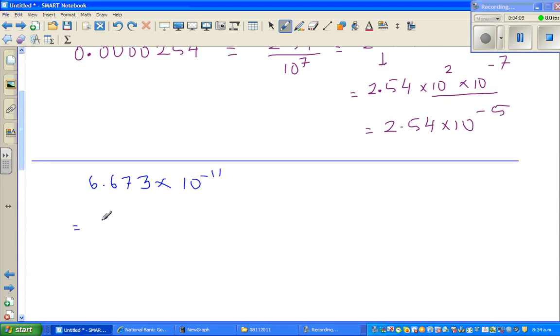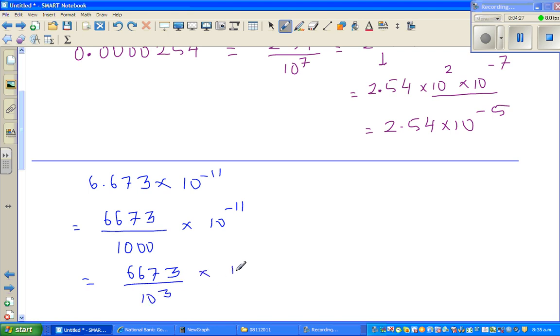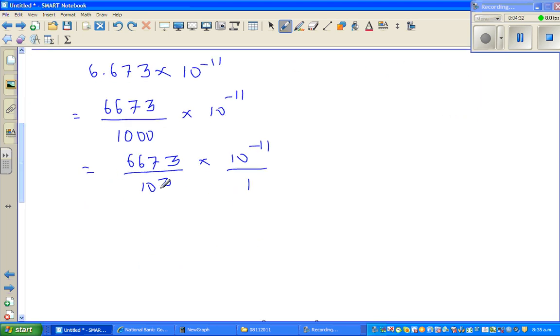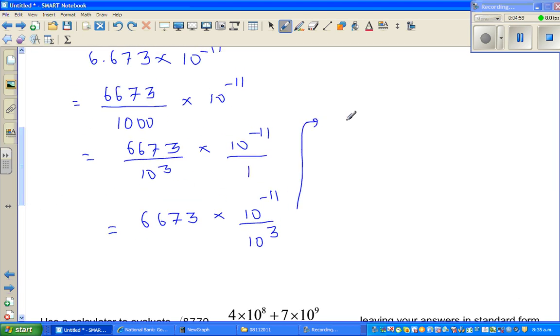Now if you want to change this into ordinary form, this is 6673 over 1000 times 10 to the power negative 11, which is 6673 over 10 cubed times 10 to the power negative 11 over 1. Now these two can swap over, so this is 6673 times 10 to the power negative 11. I'm doing more steps so that you understand. So this is 6673 times 10 to the power negative 14, because minus 11 take away 3 is minus 14.